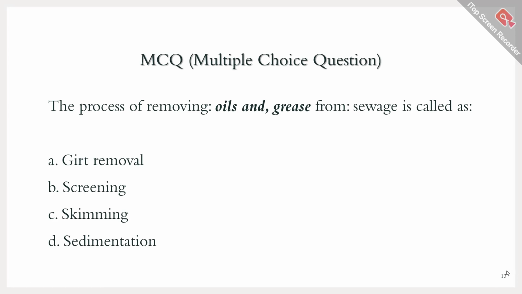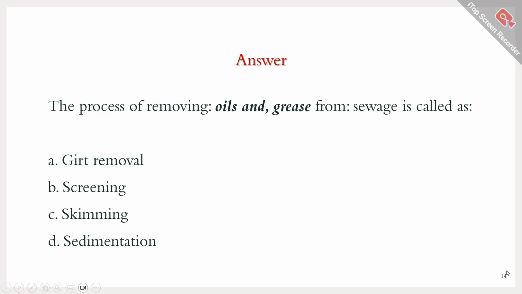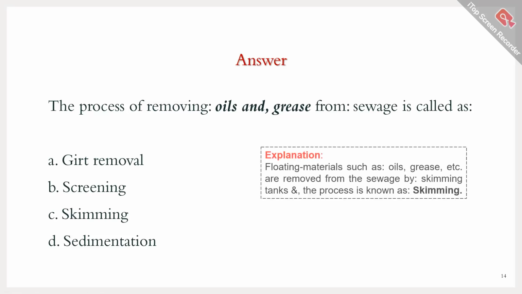Okay, so let's move on to the answer. Floating materials such as oil, grease, etc. are removed from the sewage by skimming tanks, and the process is known as skimming. So option C is the correct option.